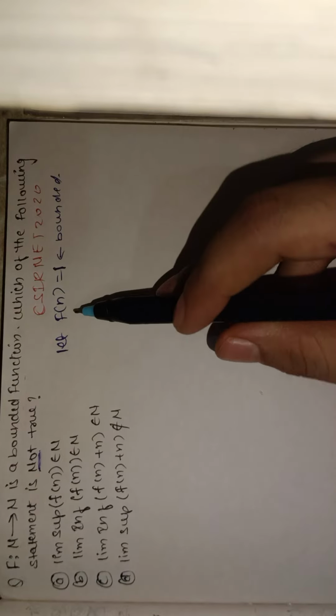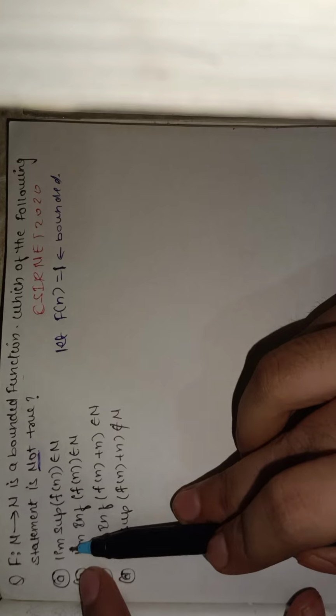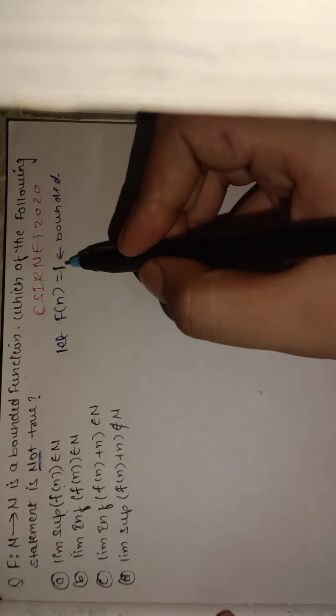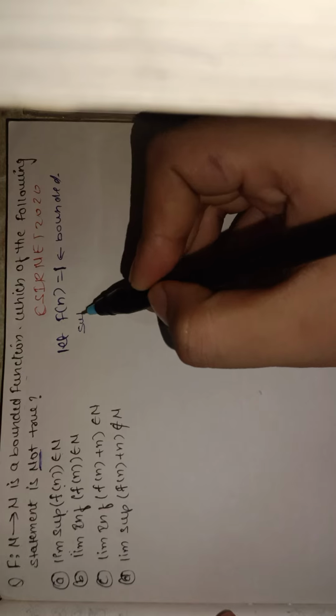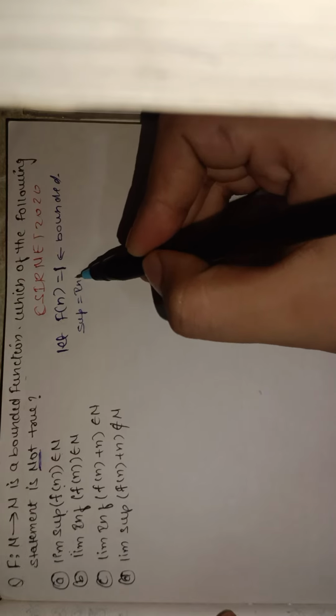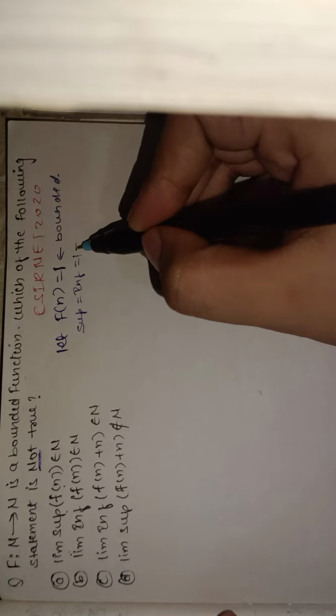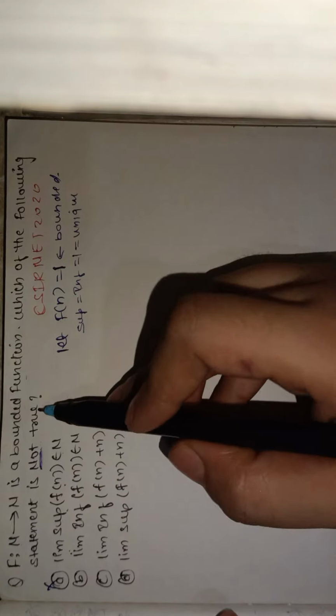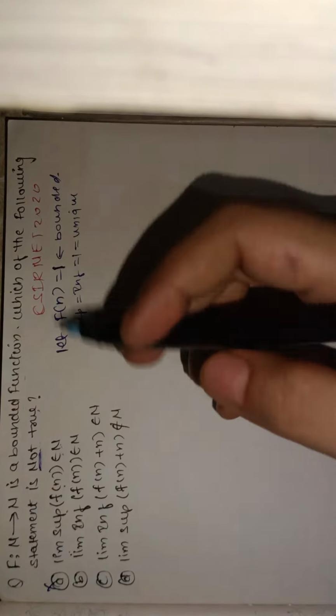Okay, so the first option we discuss: limit supremum of f(n) belongs to N. Here the function is constant, so supremum equals infimum equals 1, which is unique, and this also belongs to the natural numbers, so this option is true. Now the infimum also belongs to this set. This option is also true, but here the not true option is asked.